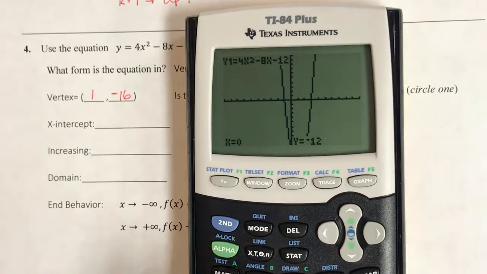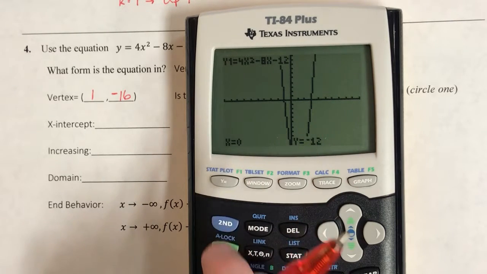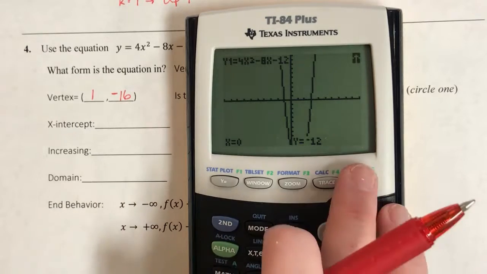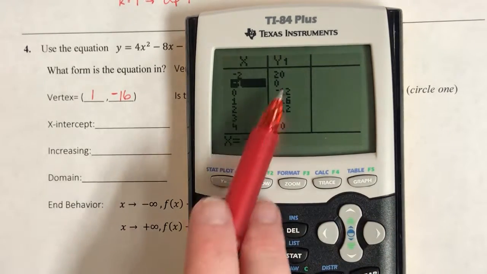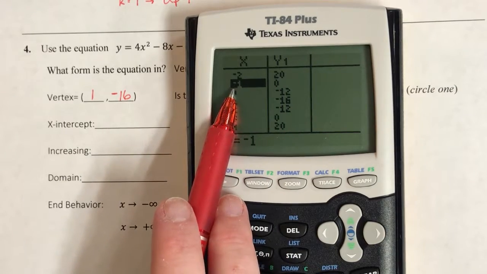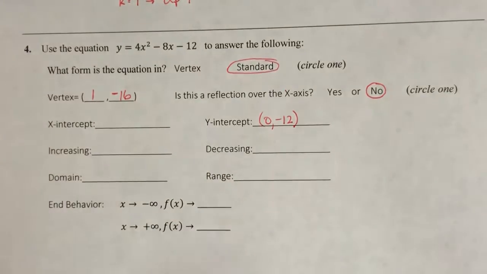The x-intercepts, they look like they're going through integer points, so we can check that with the table. And we're looking for where y is equal to 0. So that happens exactly at -1 or at +3.